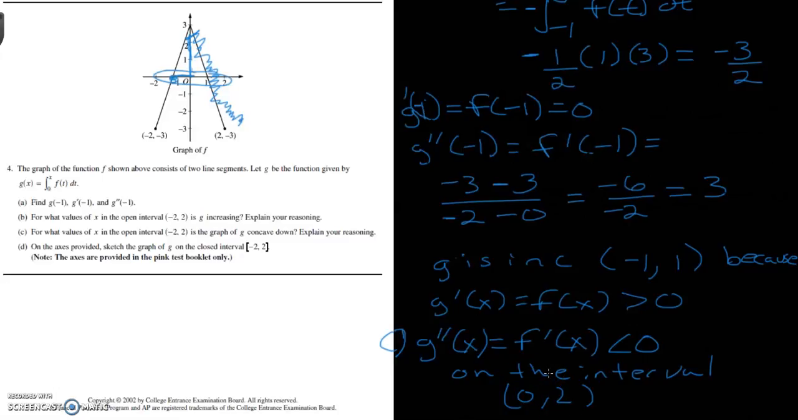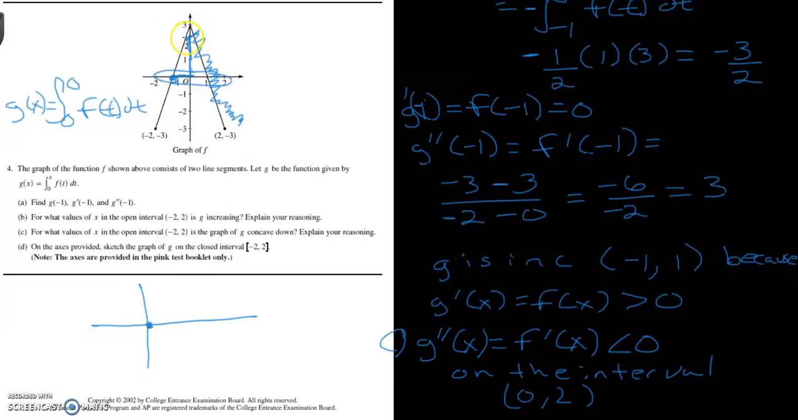Okay, part D says, on the axis provided, sketch the graph of g on the closed interval -2 to 2. The key to doing this is you need to figure out the point (0, 0). If you plug in 0, the integral from 0 to 0 of f of t dt gives you g of x. You went absolutely nowhere, so you know the height has to be 0. So it starts at 0.